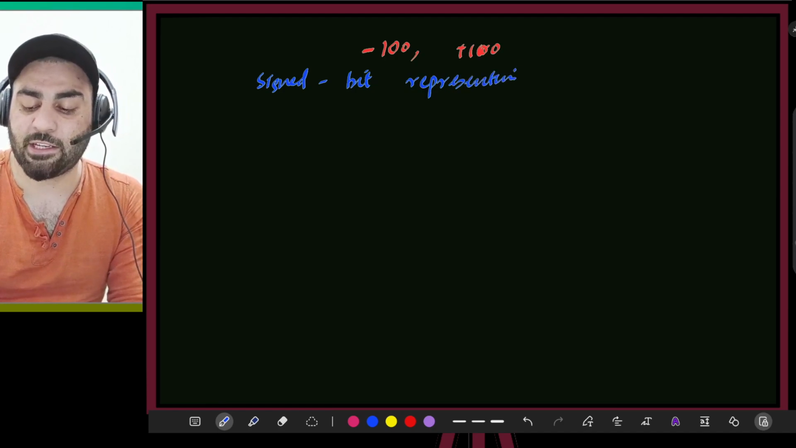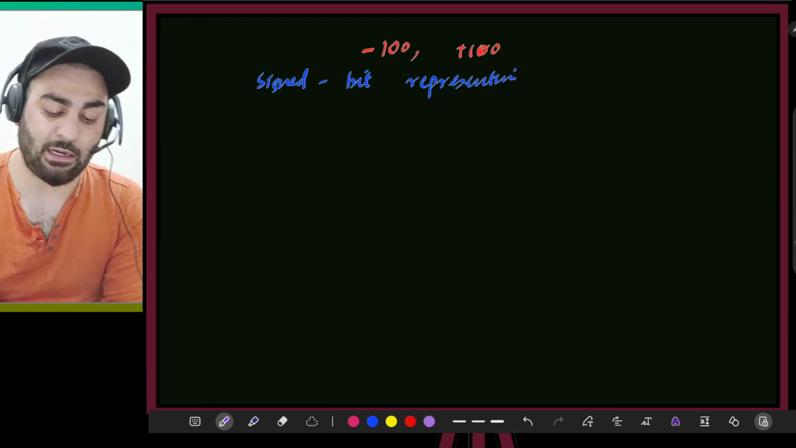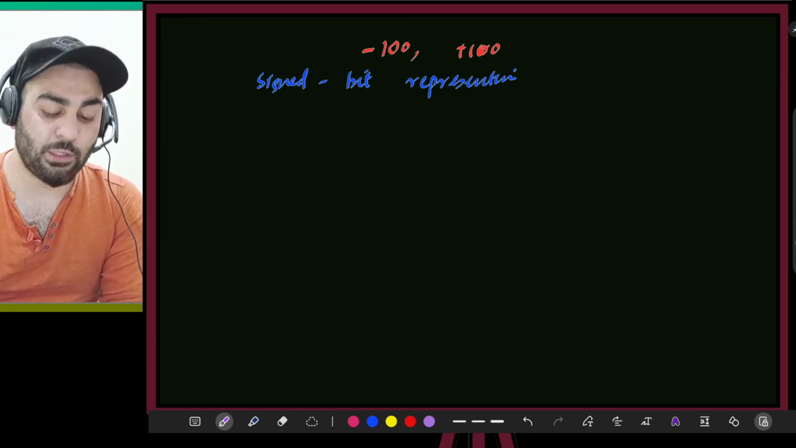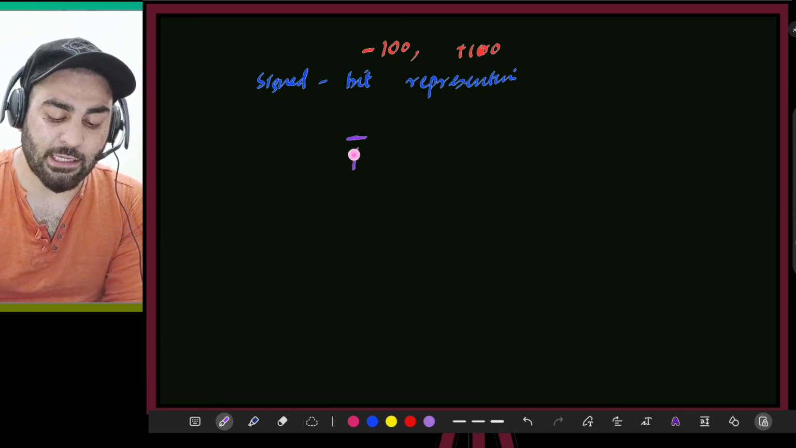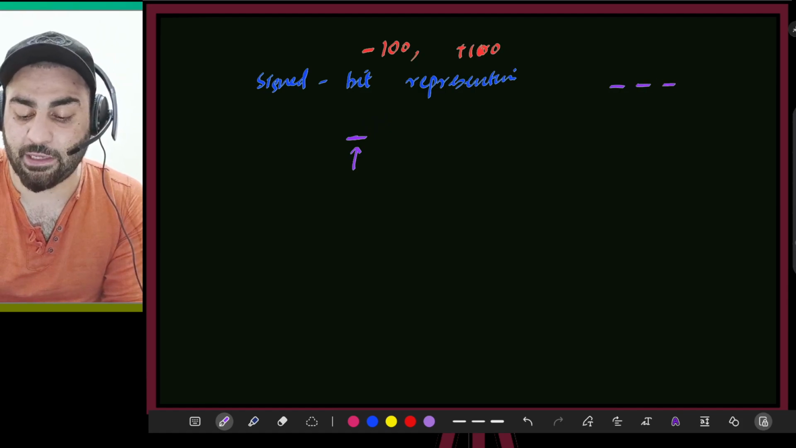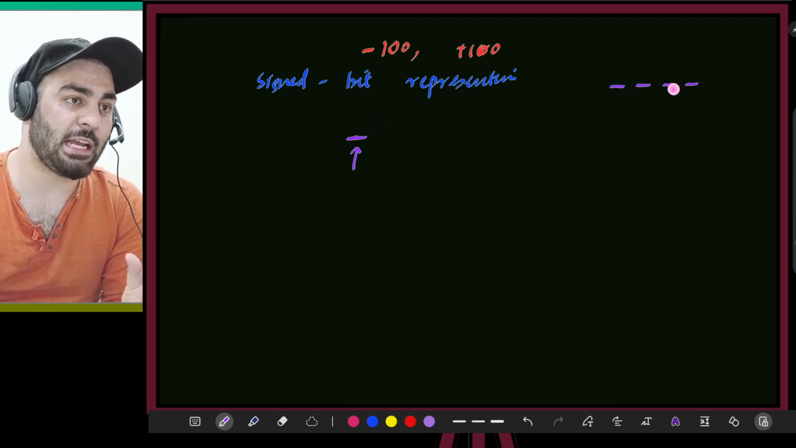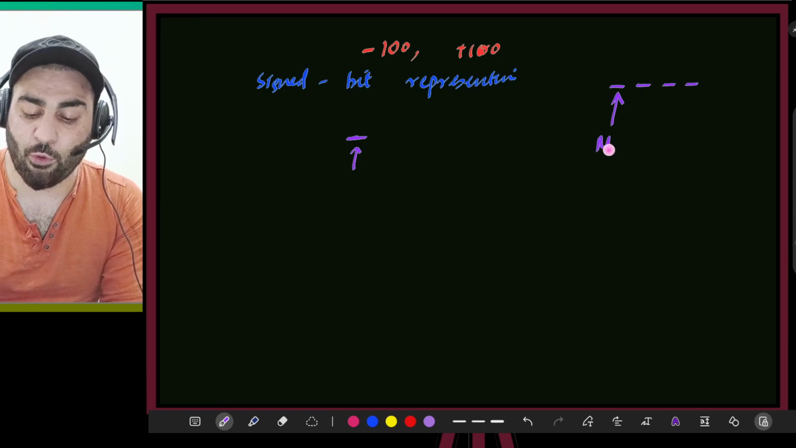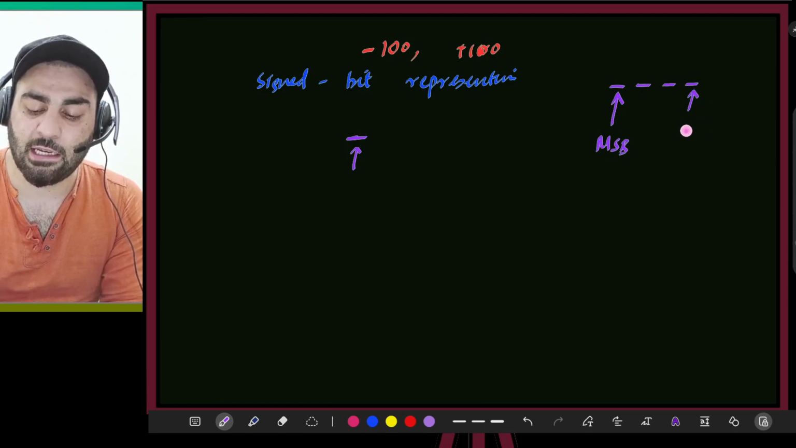So in the previous session, if somebody was there at the end, I was describing this. In here, what we do is we basically have one bit reserved. If we have these, these are bits. These placeholders, I'll write them as bits. So this is called the most significant bit. This is called the least significant bit.